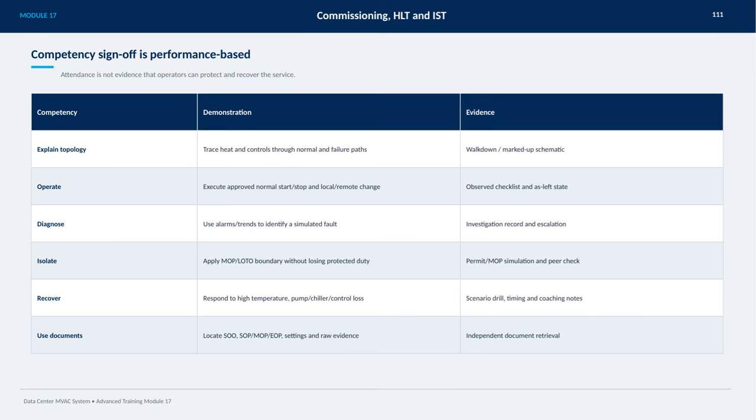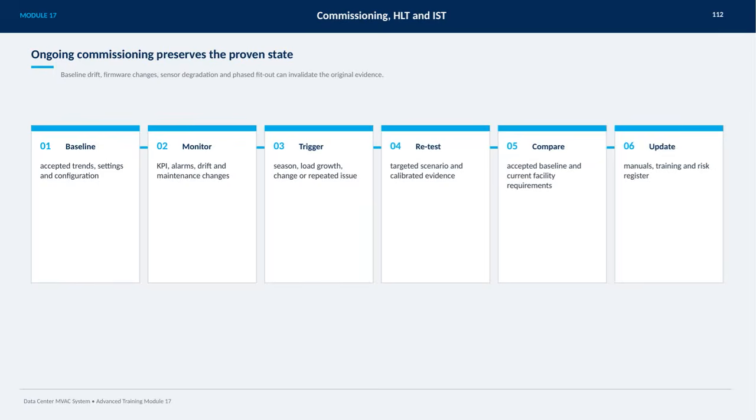This performance-based approach ensures operators are truly ready to maintain and restore system integrity under real-world conditions. Ongoing commissioning is essential to preserve the proven state of a data center's MVAC system.